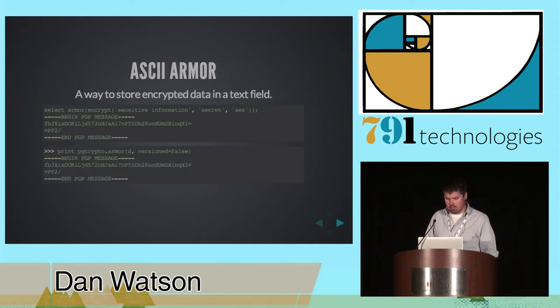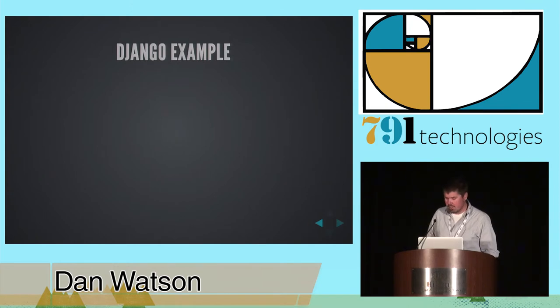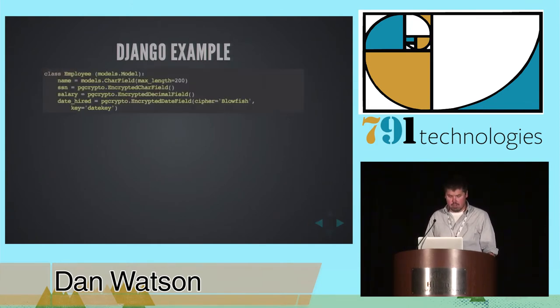So using the pgcrypto.armor function, it's basically the same. You get the same message back. I guess the real meat of this is doing it in Django. You might have a Django model for an employee. Say you want to store social security number, salary, date hired, and you don't want these things to be human readable, and you don't want to, say, transmit your key over the network when calling into Postgres.